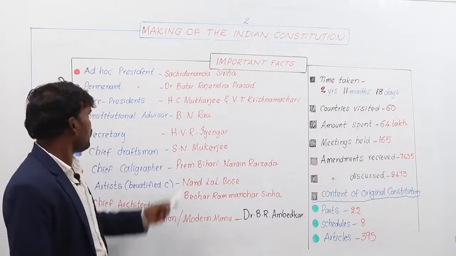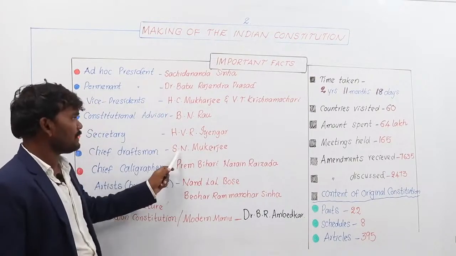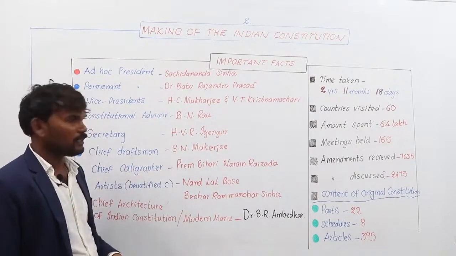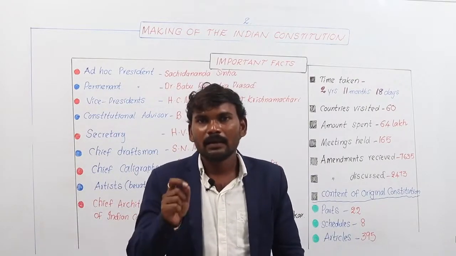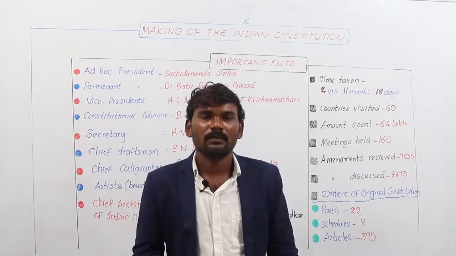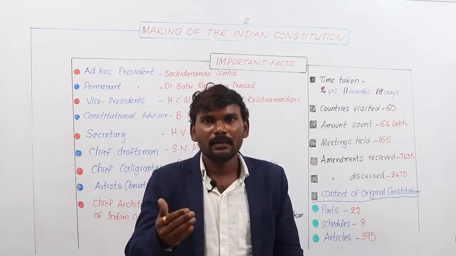These two persons are different. H.C. Mukherjee is the vice president of the Constituent Assembly, whereas S.M. Mukherjee is the chief draftsman of the Constituent Assembly. Chief calligrapher: one interesting fact, the original Constitution is completely handmade, completely written by a human being.